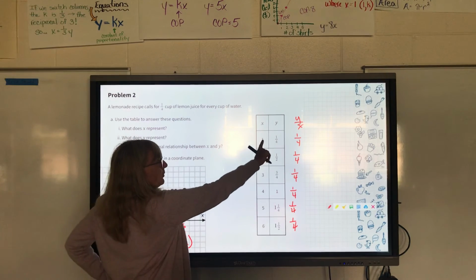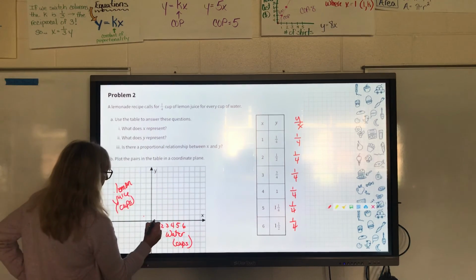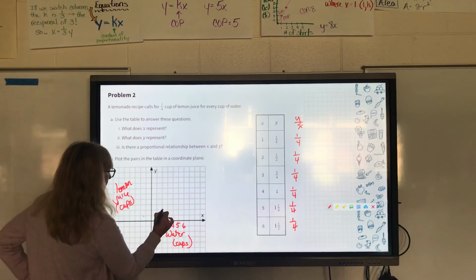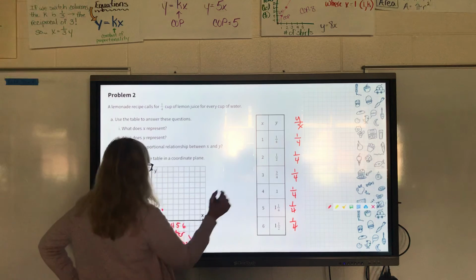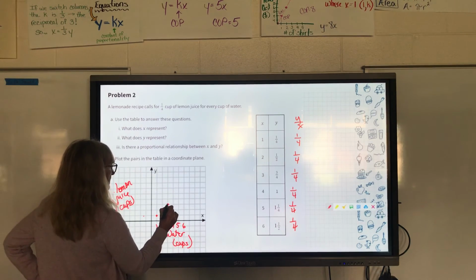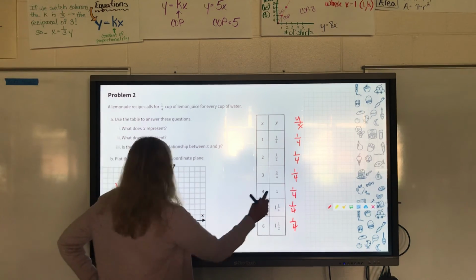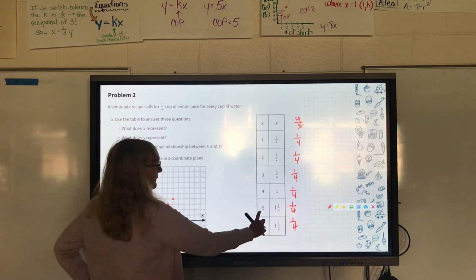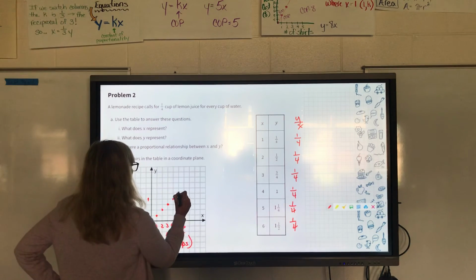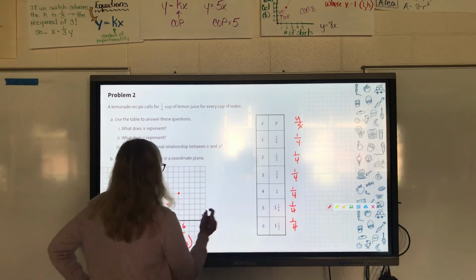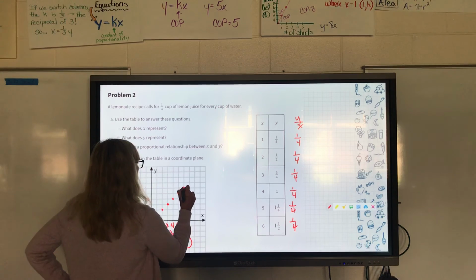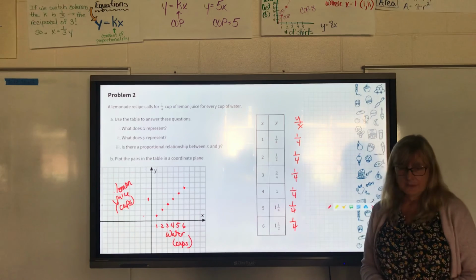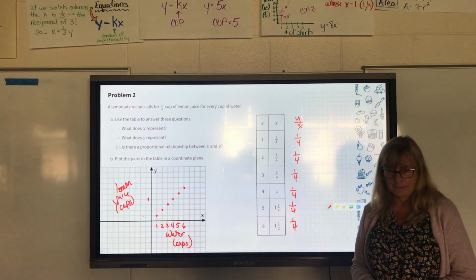All right, I'm going to graph 1, 1/4. 2, 1/2. 3, 3/4. 4, 1. This is 1 right here. 5, 1 1/4. 6, 1 1/2. All right, look at the graph. Tell me about what you see in the graph.